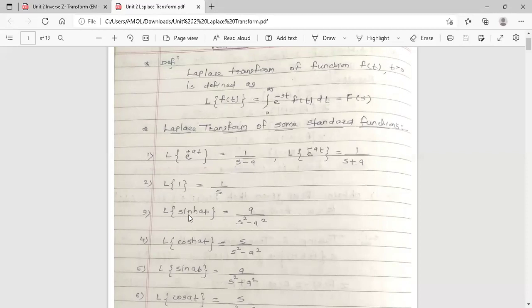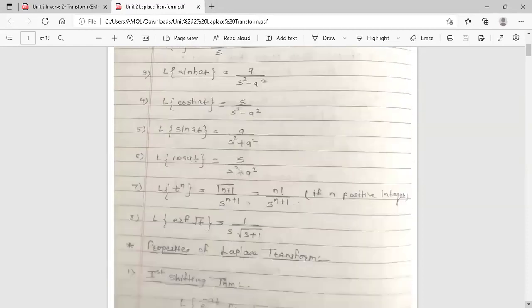Laplace transform of hyperbolic sine function sinh at is a upon s square minus a square. Laplace transform of hyperbolic cos function cosh at is equal to s upon s square minus a square. Laplace transform of sin at, trigonometric sine function, is equal to a upon s square plus a square. Then Laplace transform of trigonometric cos function cos at is equal to s upon s square plus a square.